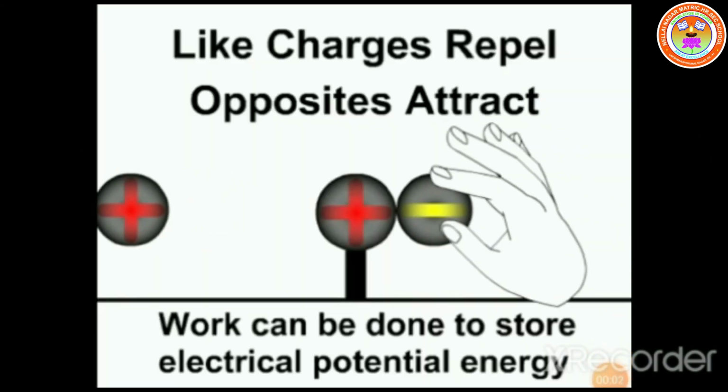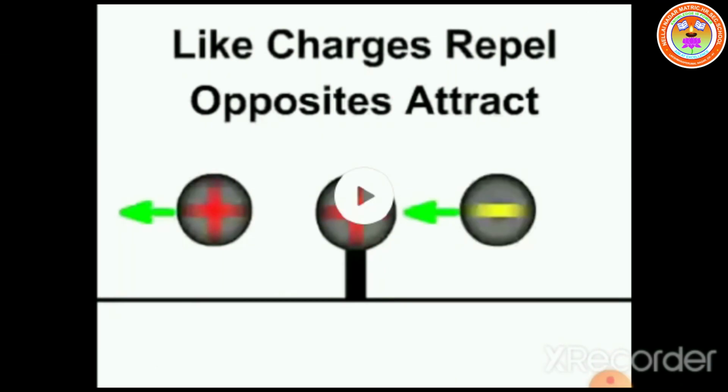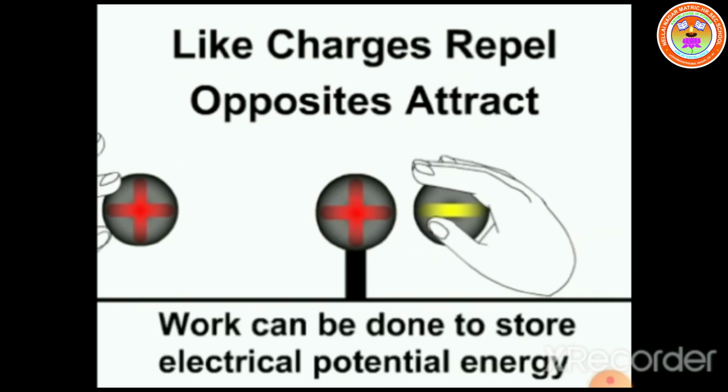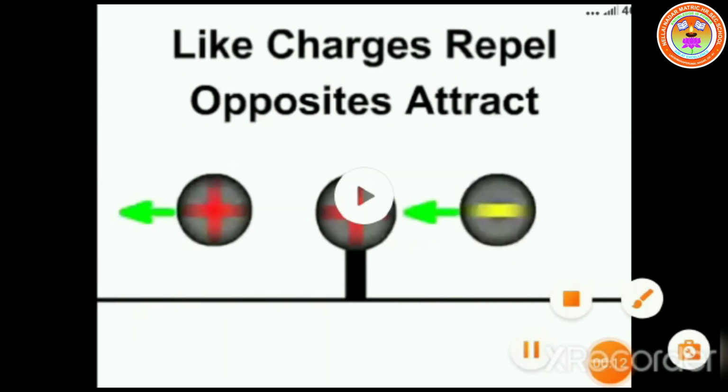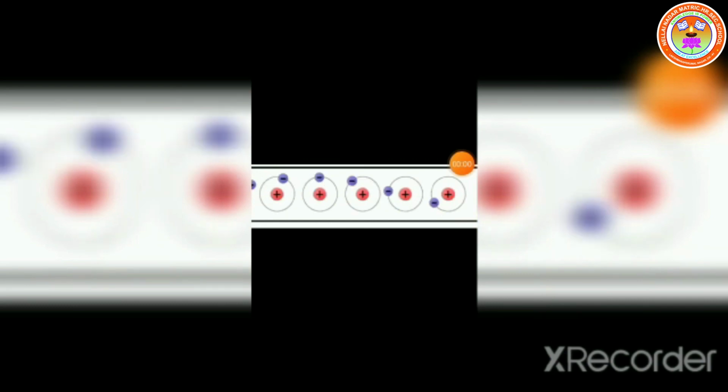In the previous class we discussed charges: like charges repel, unlike charges attract. An atom consists of proton, electron and neutron, which are called subatomic particles. Flow of charges.